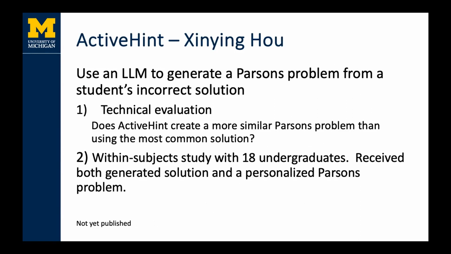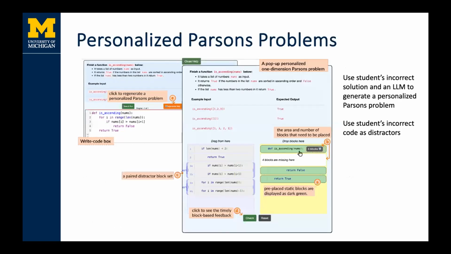Then we did a within-subject Think Aloud study with 18 undergrad students, and they went back and forth between the generalized solution, the LLM-generated solution that we just give them so they could use it, versus solving a personalized Parsons problem. The way this looks is there's a write code problem on the left-hand side. There's a help button, and it'll tell them to wait because it takes a little bit of time to generate a personalized solution. And then it'll pop up the Parsons problem.